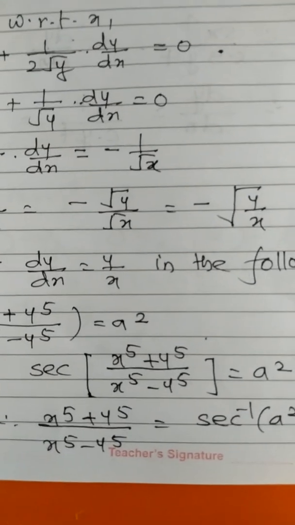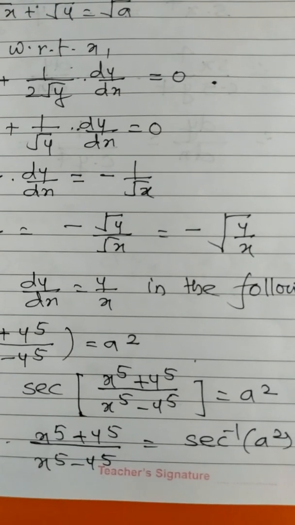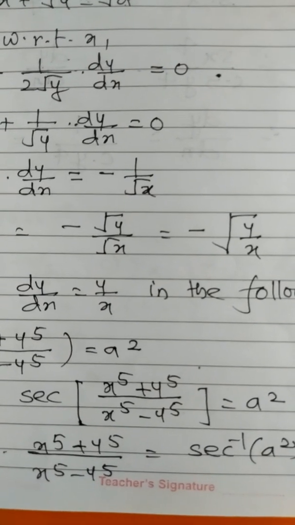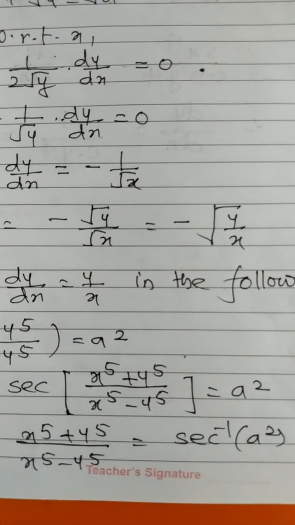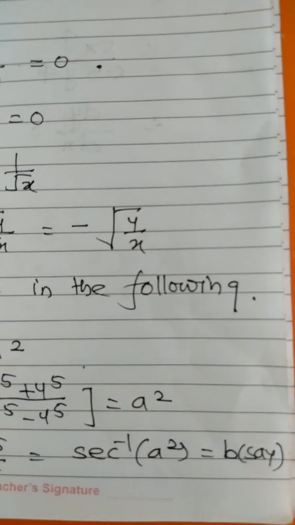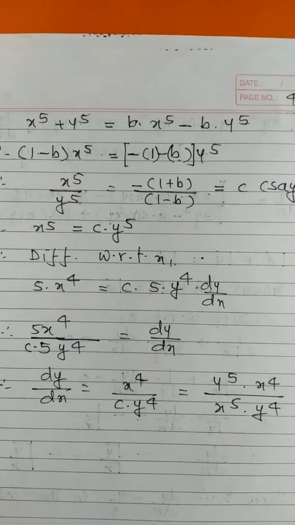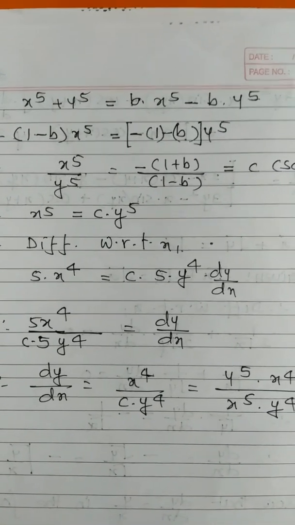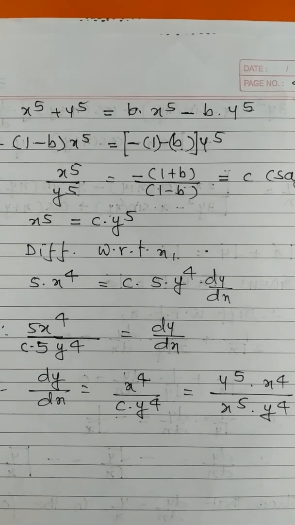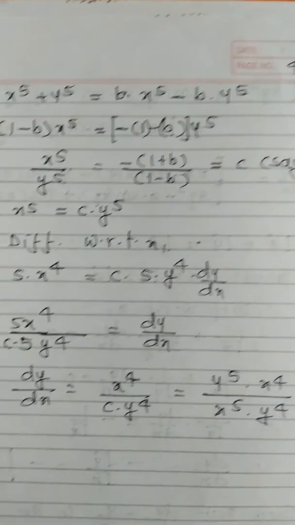If we consider the given information, we transfer sec to the right-hand side, so it becomes sec inverse of a^2. Since it is a constant, we consider it as b. Taking cross multiplication, x^5 + y^5 equals b times x^5 minus b times y^5.